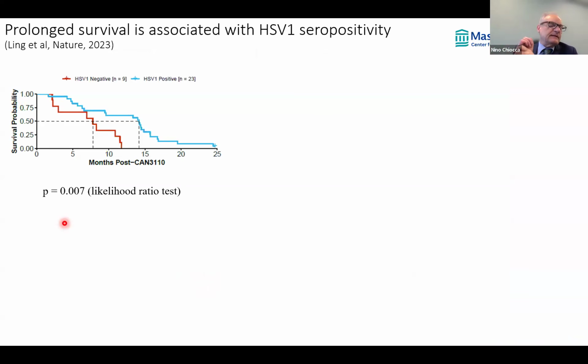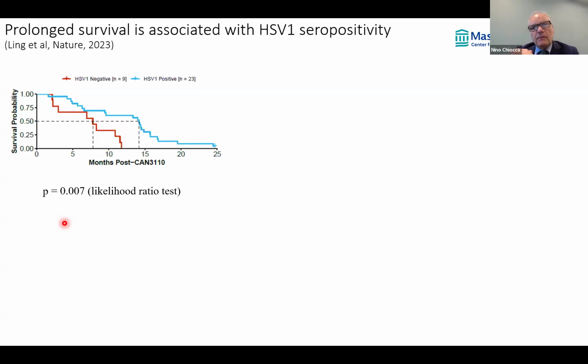So as part of this trial, we looked at a number of different demographic and serologic markers. And the one marker that really seemed to show that there was evidence of an effect was whether the patients were seropositive, having antibodies to HSV1. Remember, this virus, this oncolytic virus, is an HSV1 based virus.